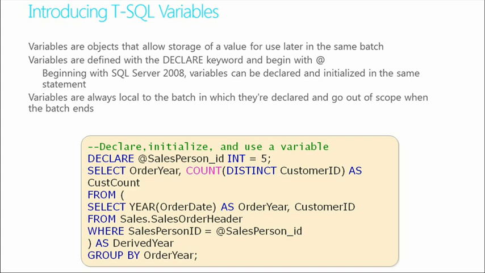So the beauty of this is I can reuse this batch, because every time I run it, I'm going to pass it a salesperson ID. Then these statements are going to be run against that salesperson ID that I passed. And with that, we'll go in and create this as derived year, and we'll group by order year.